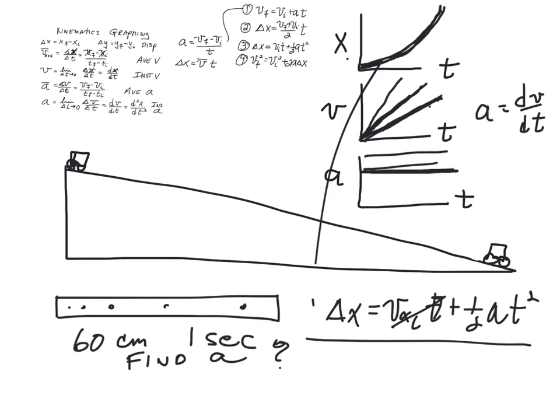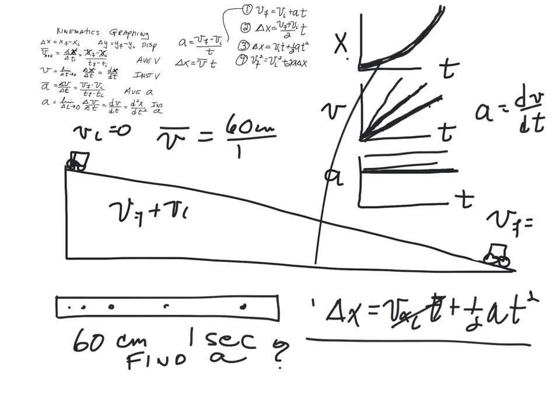Okay, I hope you remember what we do is we find V average. That's easy, right? 60 centimeters in 1 second. That's 60 centimeters per second. And then since V initial is 0, V final is going to be double that, right? Because V final plus V initial over 2 is V average, right? You should understand all this. And so V final is 120.